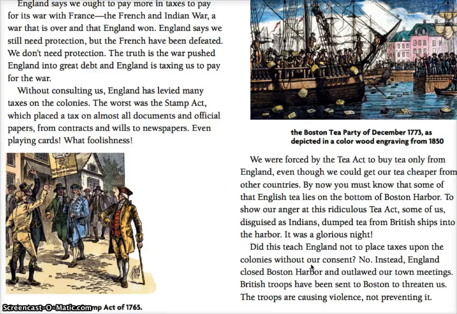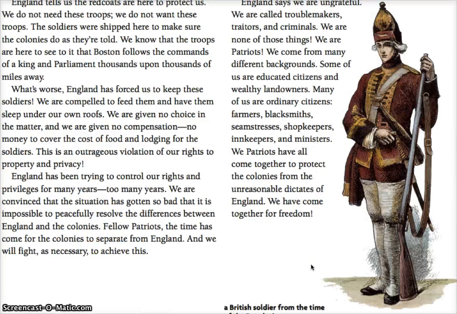British troops have been sent to Boston to threaten us. The troops are causing violence, not preventing it. England tells us the Redcoats are here to protect us. We do not need these troops. We do not want these troops. The troops were shipped here to make sure the colonies do as they're told. We know that the troops are here to see to it that Boston follows the commands of a king and Parliament thousands upon thousands of miles away.